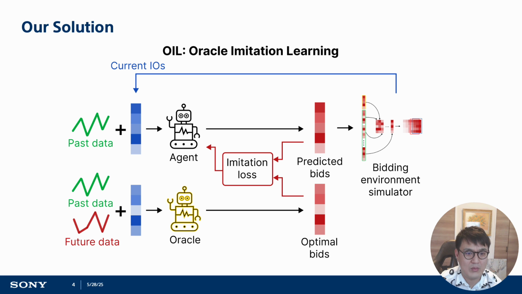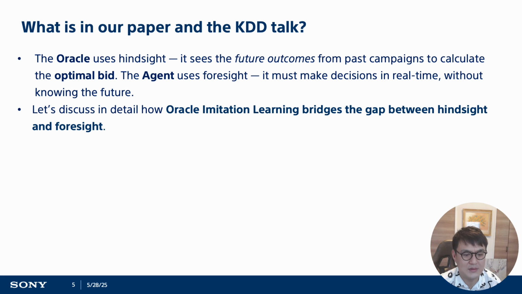And now, we have already built our oracle. We can use it to train the real bidding agent. The oracle looks at both past and future data to compute the optimal bids for each situation. The agent, on the other hand, only has access to the current data, the kind it would have in real time. And we train this agent by comparing its predicted bids to the oracle's optimal ones. And this difference is called the imitation loss. By minimizing the loss, the agent learns to mimic the oracle strategy even without seeing the future.